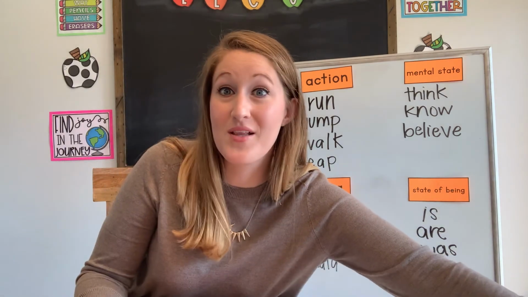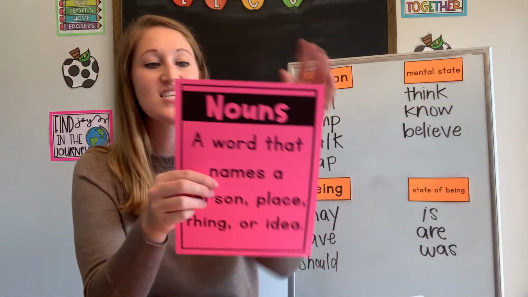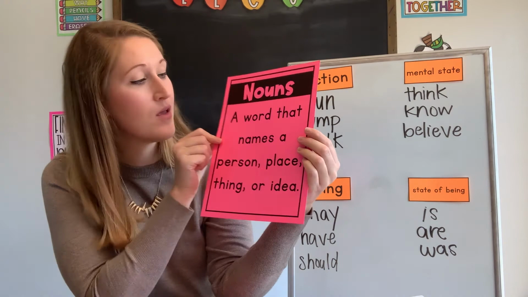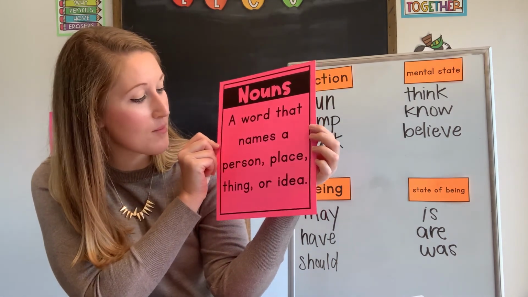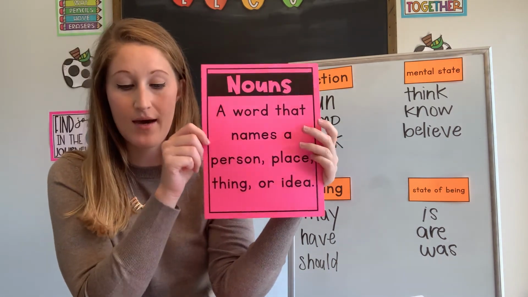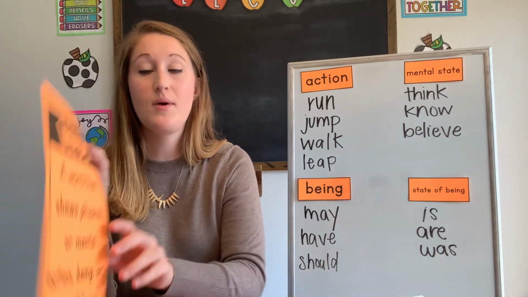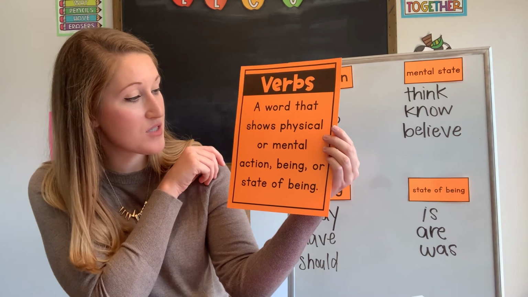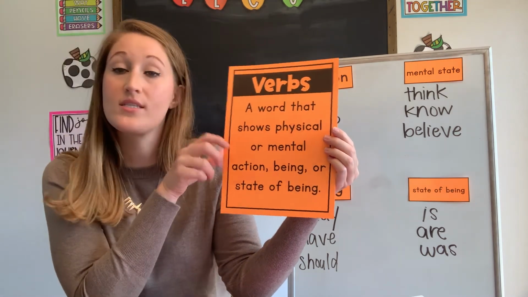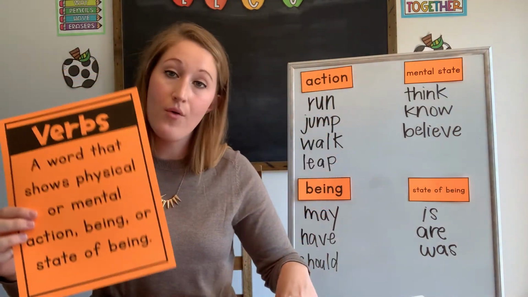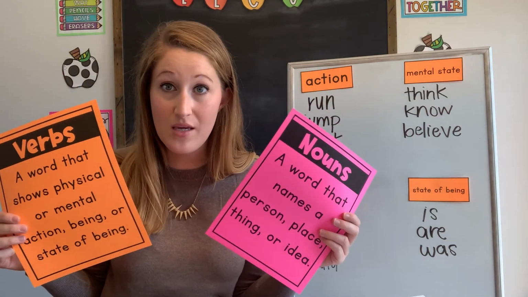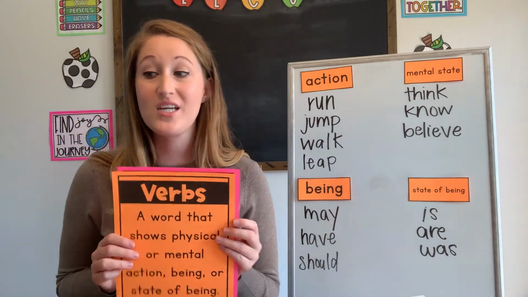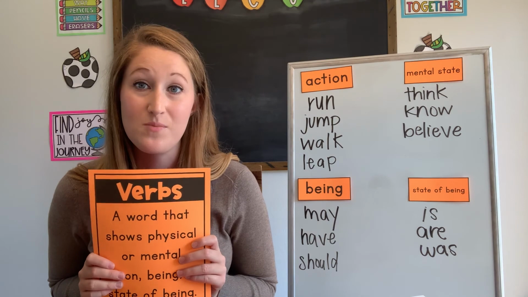So let's review a little bit before we're done. Today we talked about nouns. Nouns are words that name a person, place, thing, or idea. We also talked about verbs. Verbs are words that show physical, mental action, being, or state of being. So these are two parts of speech. And as the week continues, we're going to explore some more parts of speech.